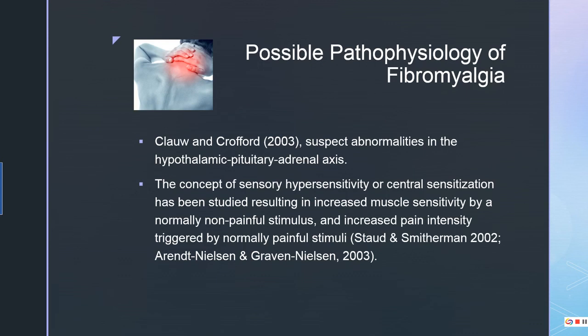Two of the foremost researchers in the field of fibromyalgia, Clow and Crawford, suspect possible abnormalities in the hypothalamic pituitary adrenal axis, which can lead to faulty stress/adaptation responses with resultant change in the production of the neurohormones. The concept of sensory hypersensitivity or central sensitization has been studied in patients with fibromyalgia by researchers, resulting in increased muscle sensitivity by a normally non-painful stimulus called allodynia, and increased pain intensity triggered by normally painful stimuli causing hyperalgesia.